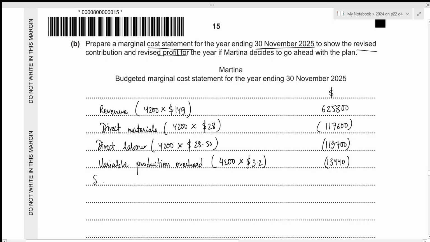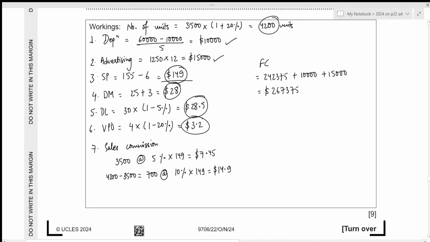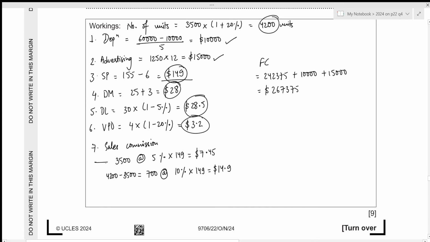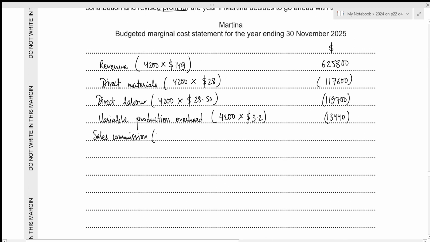Then we have our sales commission. So for sales commission, we have two different levels of the units. For the 3500 units, we need to multiply it by the rate of 7.45, and for the 700 units, we need to multiply it by the rate of 14.9. So this gives us the total sales commission to have the value of 36,505.